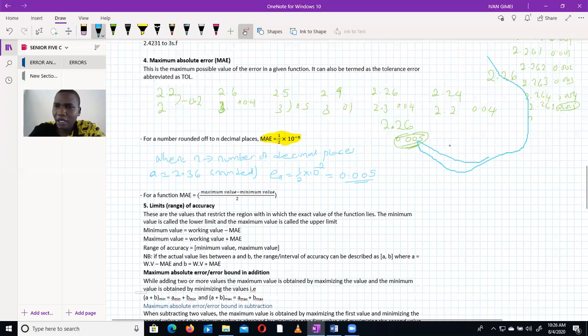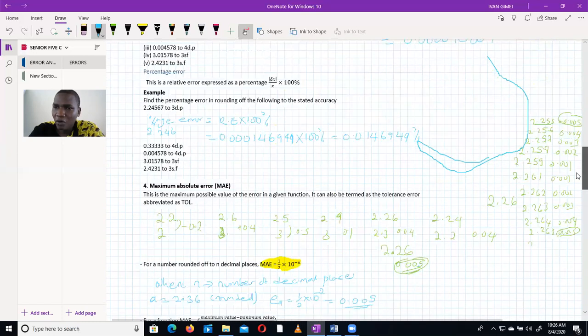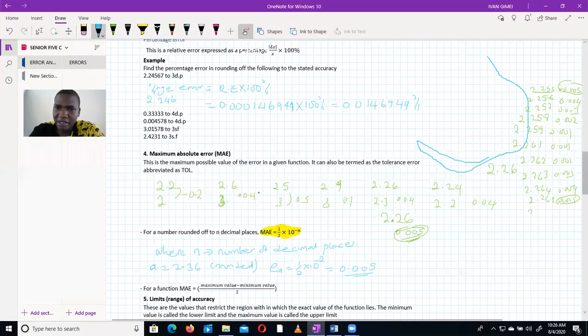So now let me go back to this simple illustration that I gave you here. We said 2.26. They have written it to 2 dps. What is the maximum possible error that this person could have made by writing this? We don't know what the exact value is. The exact value could have been 2.21, 2.22, 2.261, 2.62, 2.63, like that.